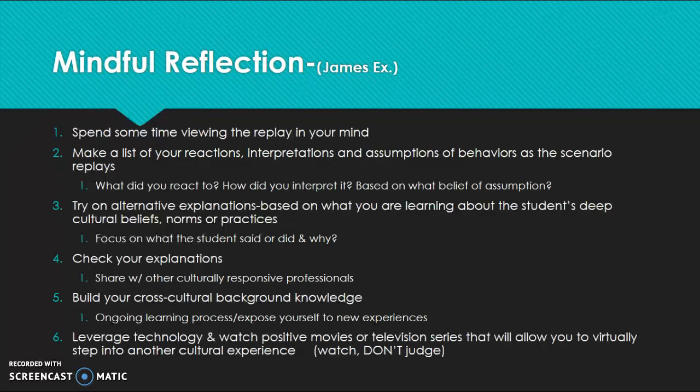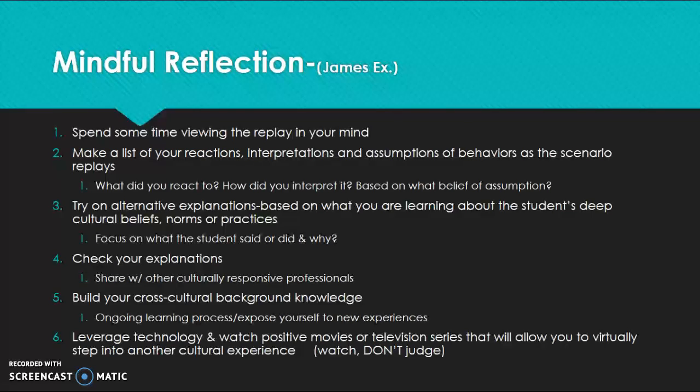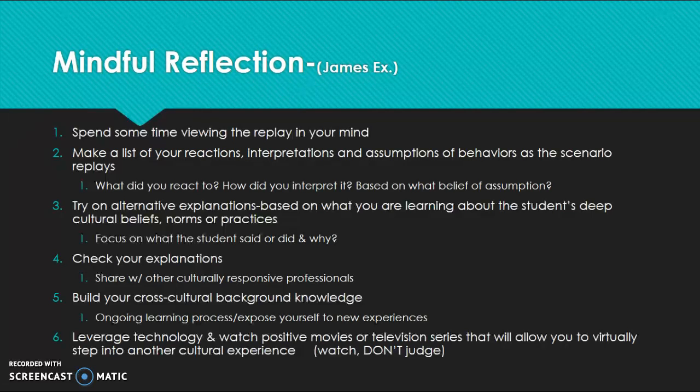Then check your explanations. Share with other culturally responsive professionals. Go to other teachers in your building, other EL colleagues within the district, and see if that type of situation has happened to them before and how they handled it, or what those students did specifically in their classrooms. And then build your cross-cultural background knowledge.